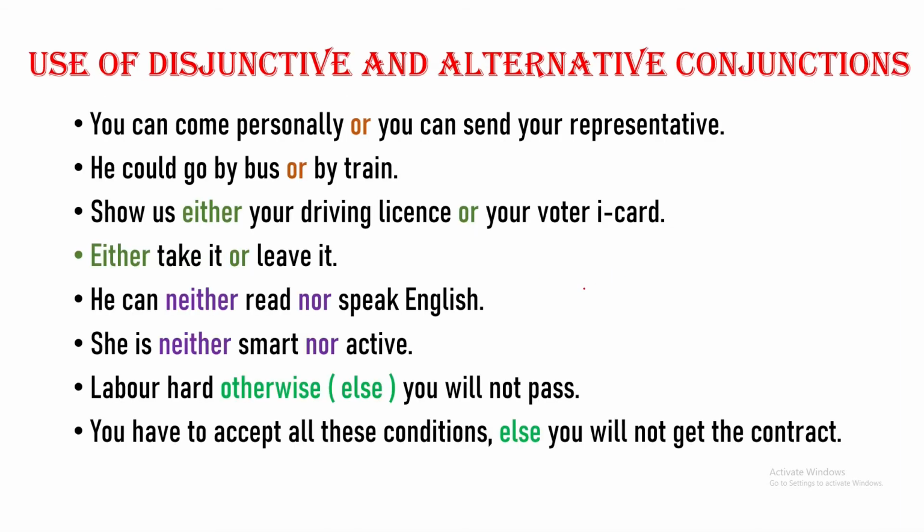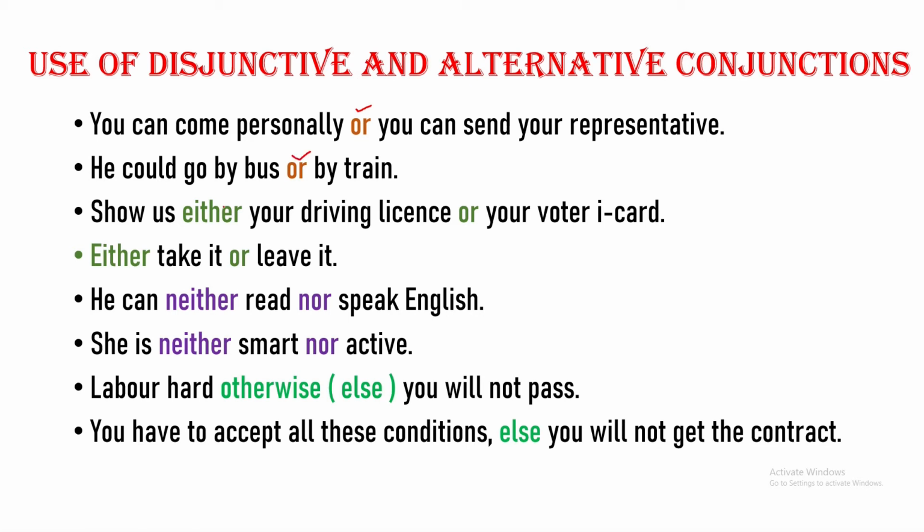Okay, let us see the use of alternative or disjunctive conjunctions. You can come personally or you can send your representative. Or is used to show the alternation. Any one choice. There you use or. He could go by bus or by train. Two sentences: he could go by bus or he could go by train, joined by or.